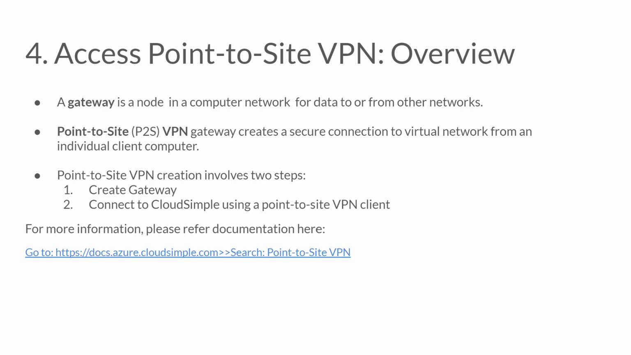A gateway is a node or router in a computer network, a key stopping point for data on its way to or from other networks. The internet would not be of any use to us without gateways. You use a point-to-site (P2S) VPN gateway to create a secure connection to your virtual network from an individual client computer. Point-to-site VPN creation involves 2 steps. 1. Create gateway. 2. Connect to CloudSimple using point-to-site VPN.